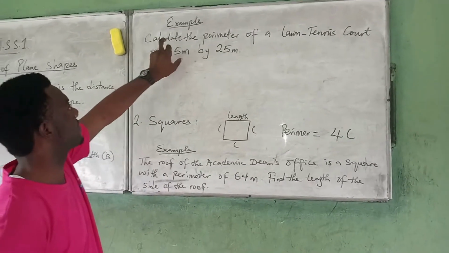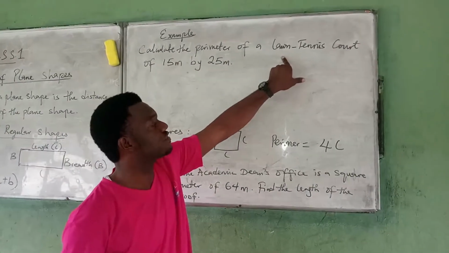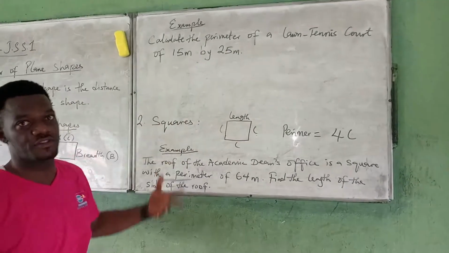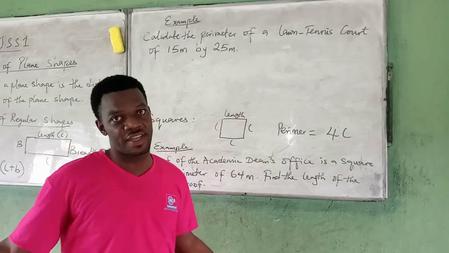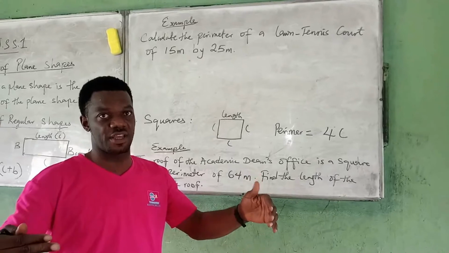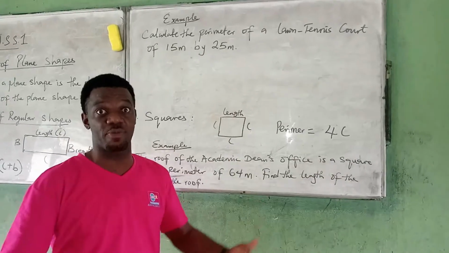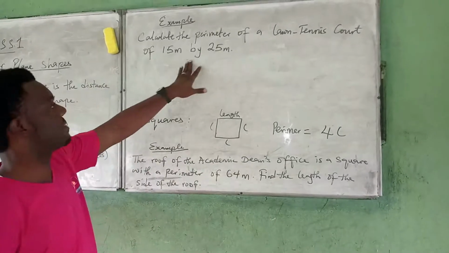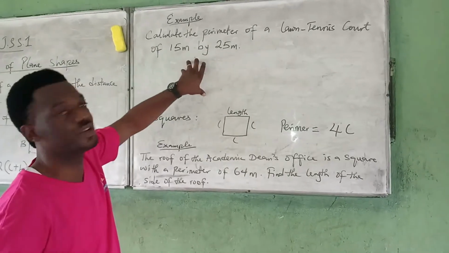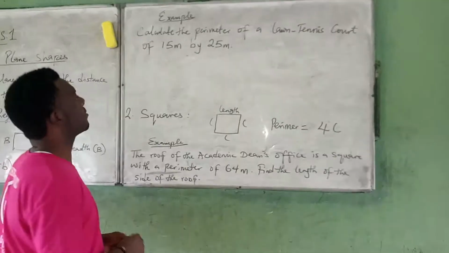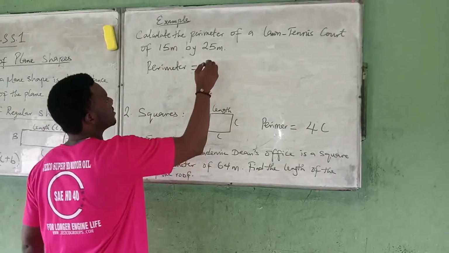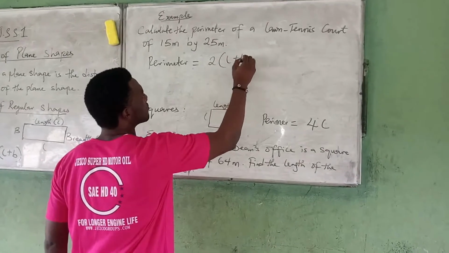The example says, calculate the perimeter of a lawn tennis court of 15 meter by 25 meter. You know, there are 2 lawn tennis courts here in the seminary, and each of the lawn tennis courts has the shape of a rectangle. So this is the measurement of that lawn tennis court. We want to calculate the distance. Instead of going around to measure the distance, once you know the length and the breadth, you just use the formula. Perimeter of a rectangle is equal to 2 bracket L plus B.